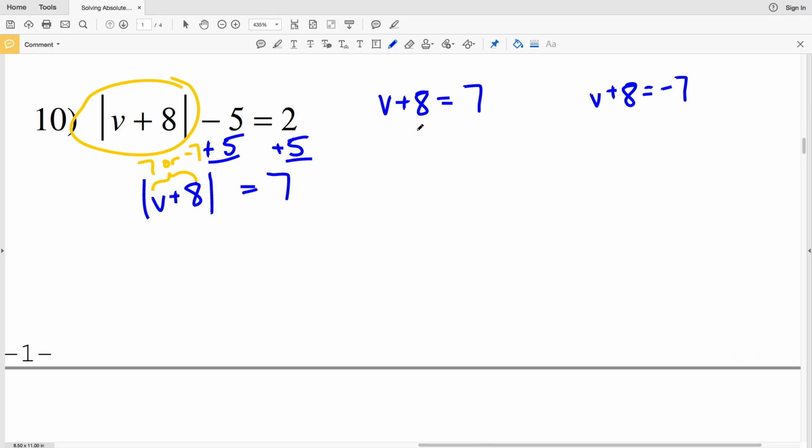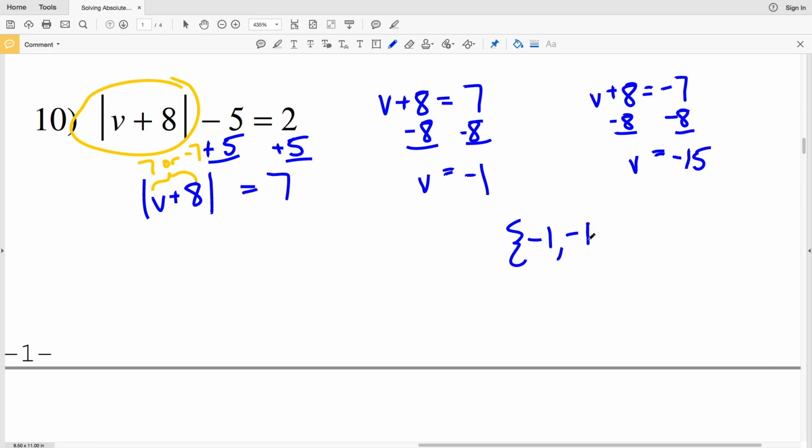When v plus 8 is positive 7, we'll subtract 8 from both sides to get that v is equal to negative 1. When v plus 8 is equal to negative 7, we'll subtract 8 from both sides to get that v is equal to negative 15. So v can either equal negative 1 or negative 15. And that's the solution in number 10.